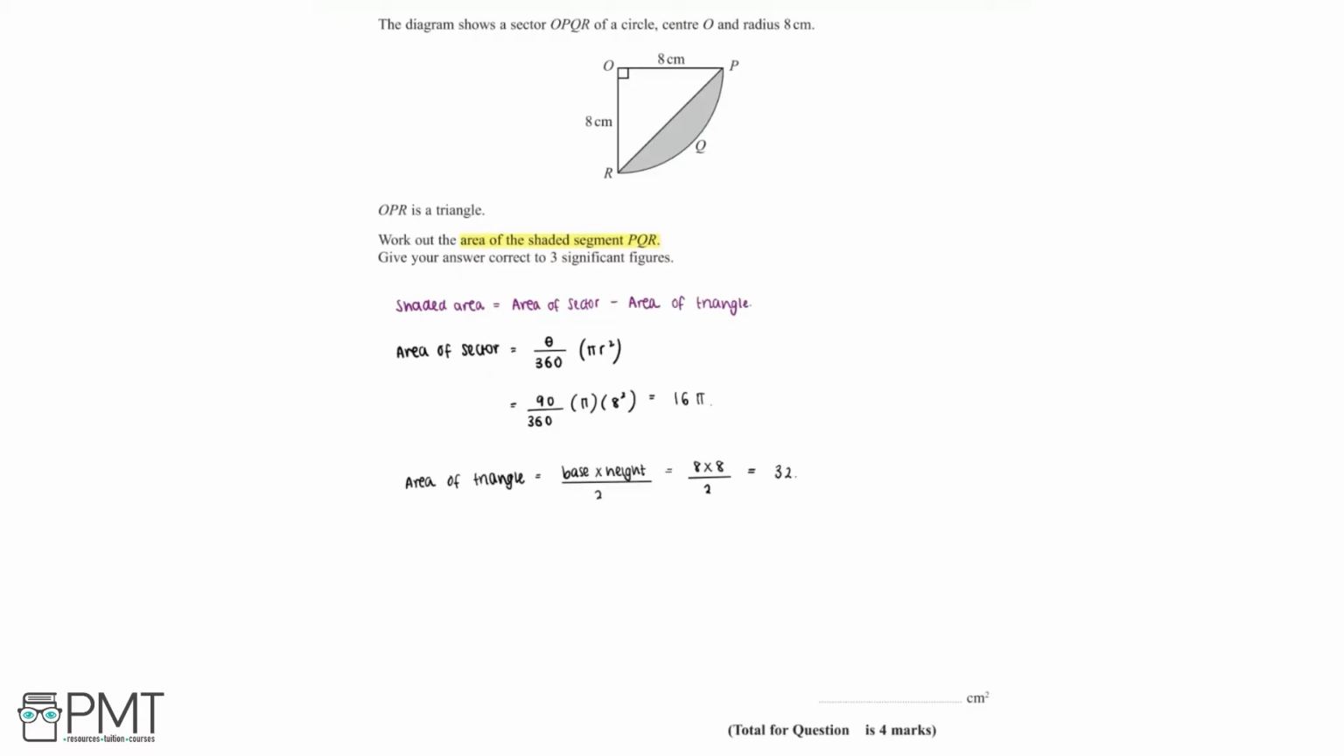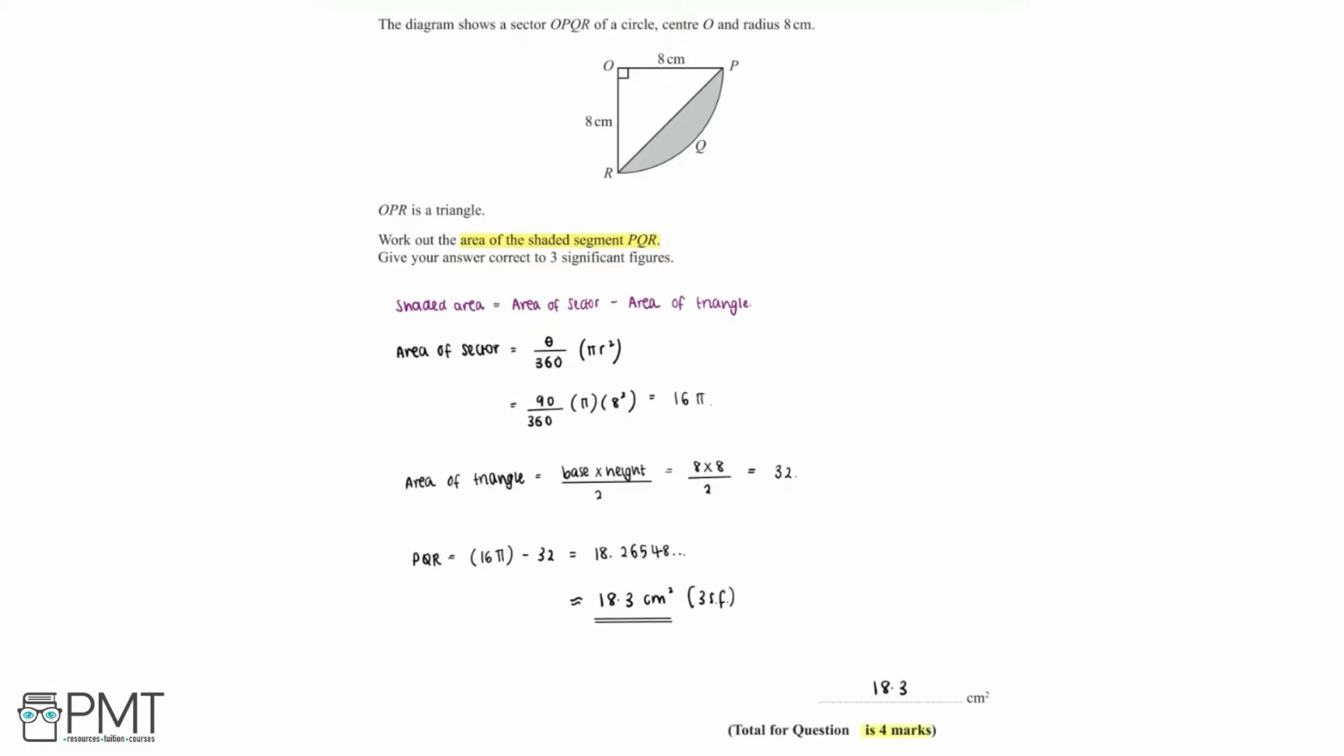Now we said that the area of the shaded segment PQR is equal to the area of the sector, take away the area of the triangle, which in this case is equal to 16 pi, take away 32. And when we put that into our calculator, we'll find that the area of the shaded segment PQR is equal to 18.26548..., which rounds to 18.3 cm squared to 3 significant figures. And so we found that the area of the shaded segment PQR is equal to 18.3 cm squared.